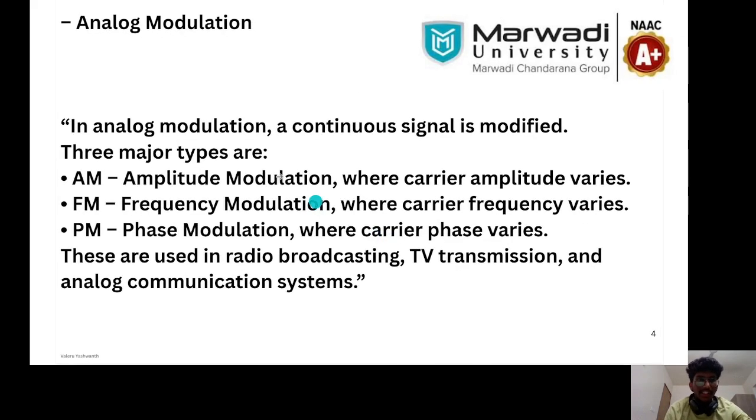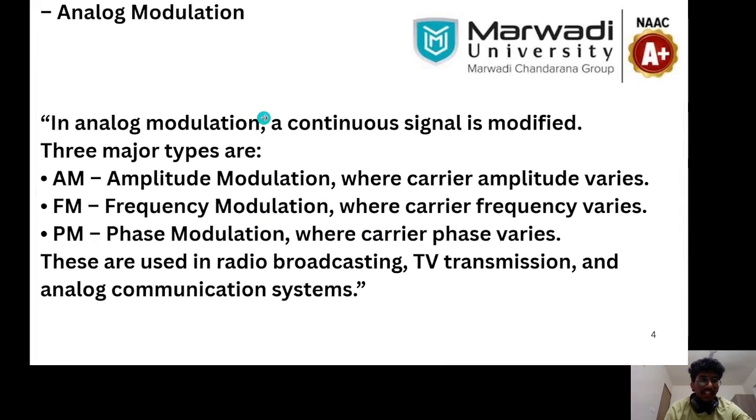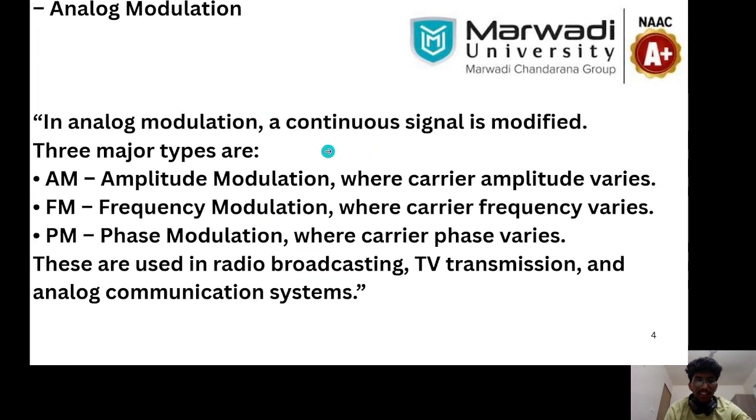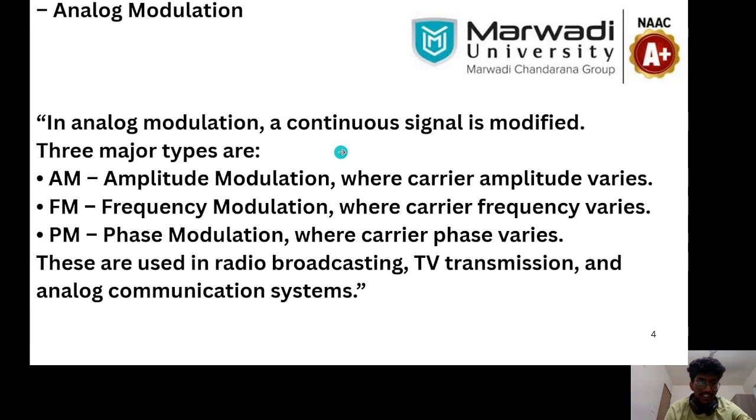And next, here is the analog modulation. Analog modulation is used when the message signal is continuous. A carrier signal's parameters are varied in proportion to the analog message. Types depend on which carrier parameter is changed: the amplitude, the frequency, or the phase. And here are the modulation types.